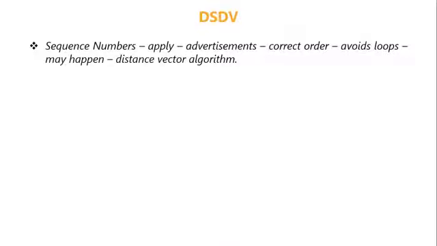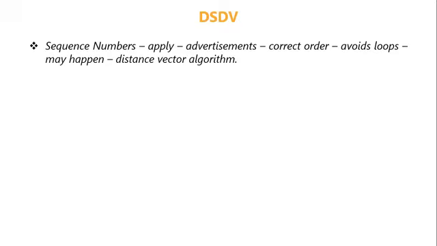Each routing advertisement comes with a sequence number. Within ad hoc networks, an advertisement may propagate along many paths. It's not in one path. It will take multiple paths.